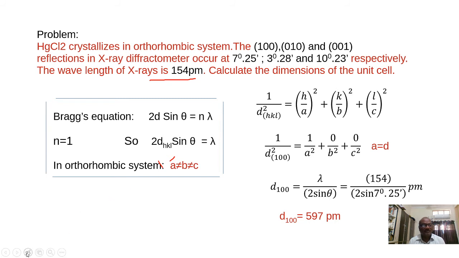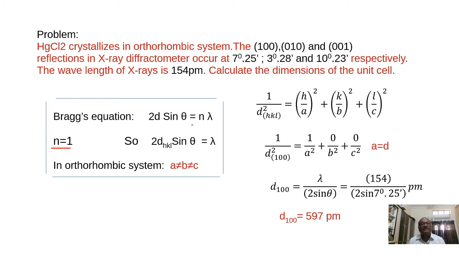N is equal to 1. That's why we say it is a first order diffraction. Substituting n is equal to 1, 2d_hkl sin theta is equal to lambda. What is d_hkl? It is the interplanar distance of planes which are indicated by h, k, l Miller indices.